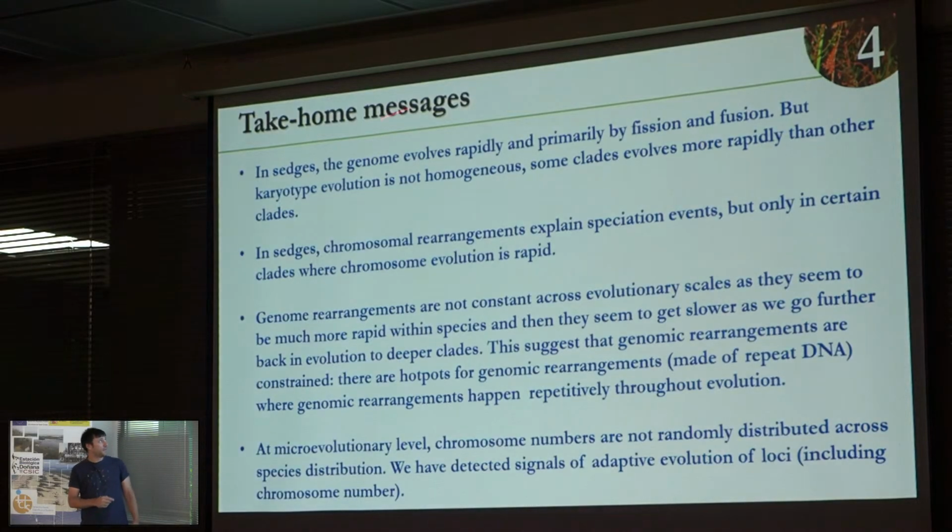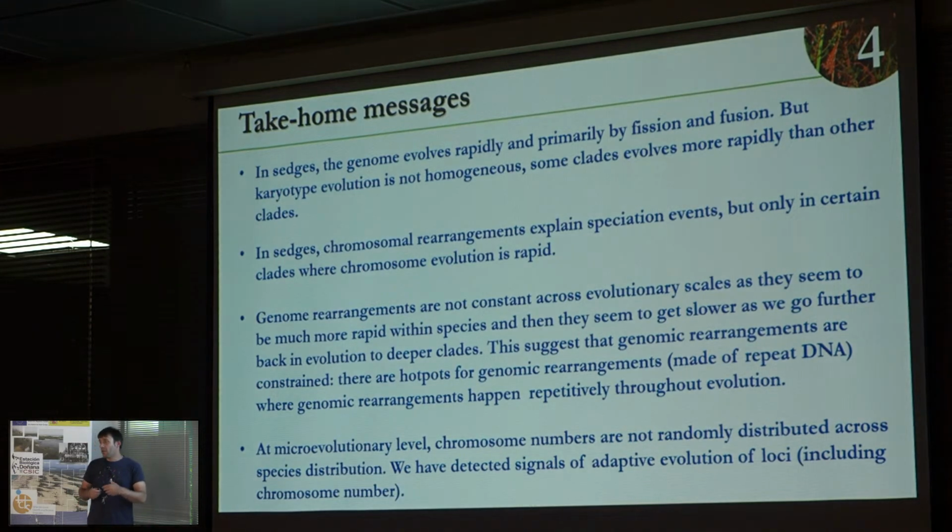So just a summary of the talk. We can see how at the macroevolutionary level, chromosome evolution is very, very fast, especially in some part of the phylogeny that we call state A. In that part of the phylogeny, chromosome evolution is also very important for speciation. So these chromosomal transitions are responsible for speciation.